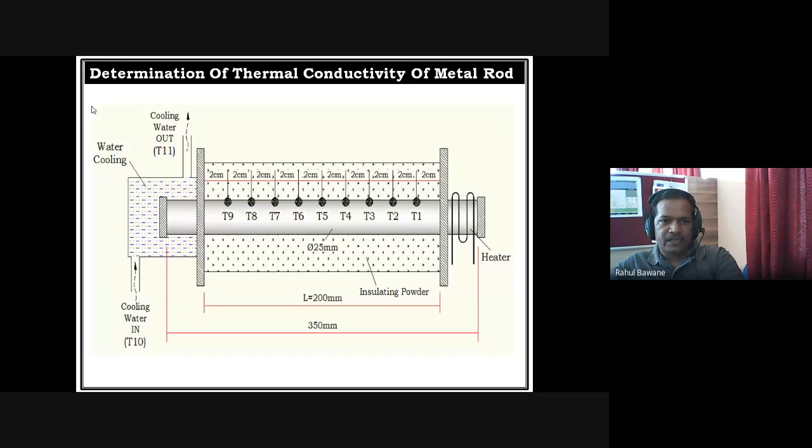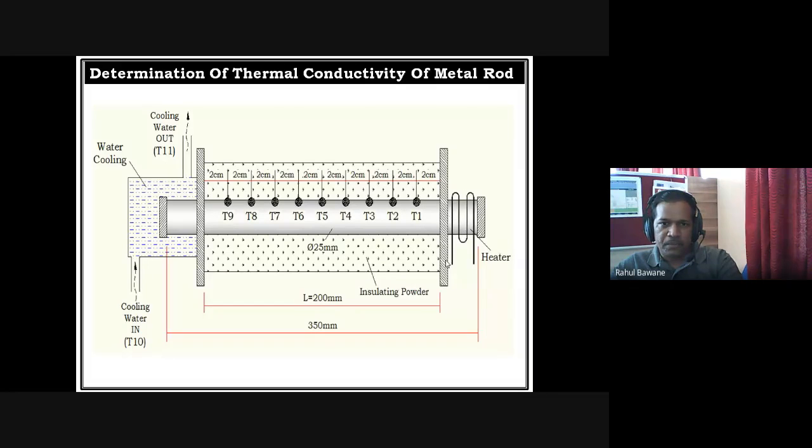So this is our schematic. What is the arrangement inside that experimental setup? This kind of arrangement is there. There is one copper rod, and at one end the copper rod is provided with an electrical heater, where we maintain voltage and corresponding current. So we supply heat at this end.